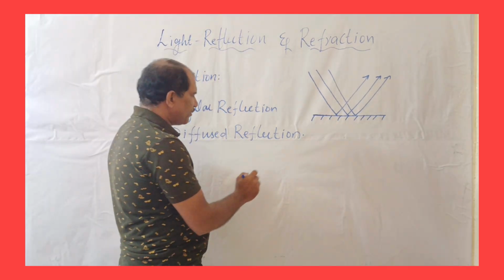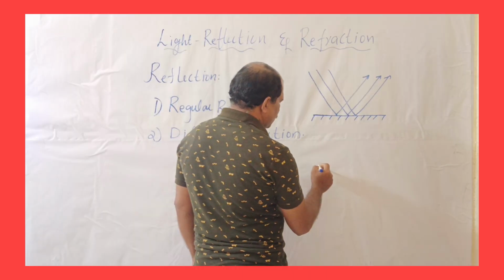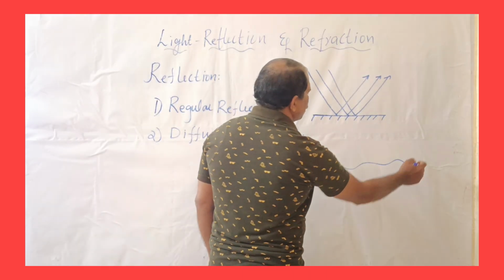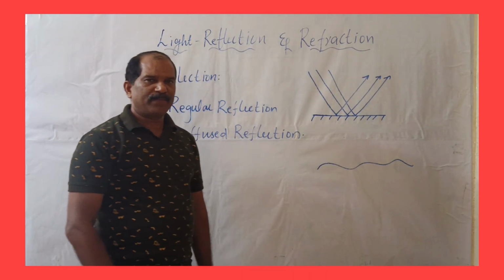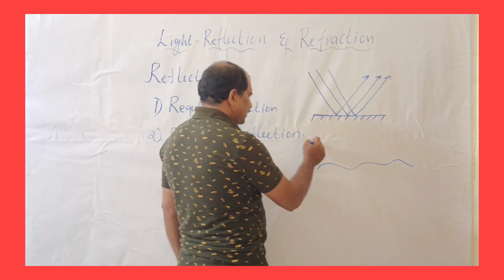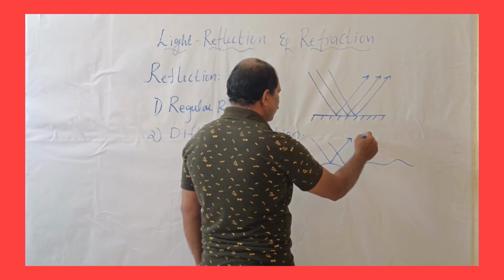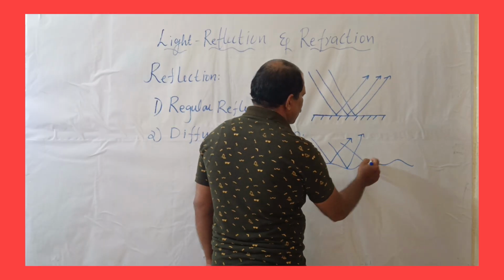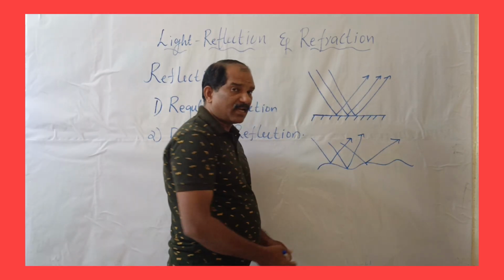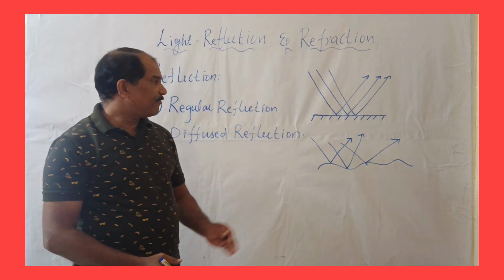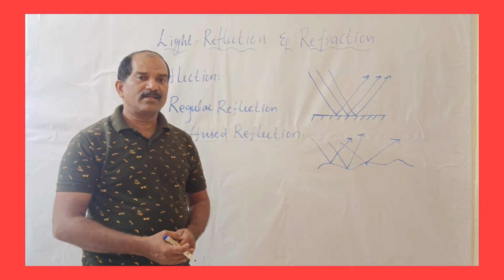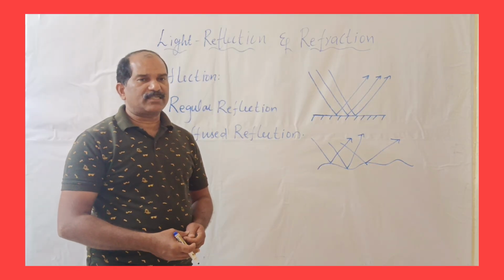And what is the meaning of diffused or irregular reflection? The surface is uneven. In this case, when the rays fall, they will go in different directions. This kind of reflection we call diffused reflection.